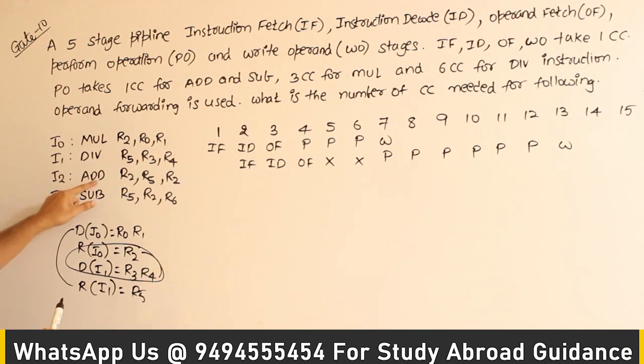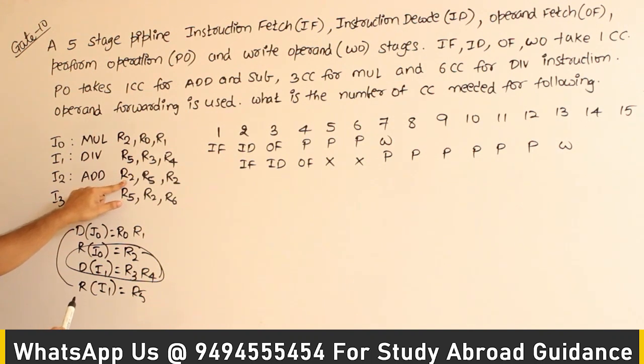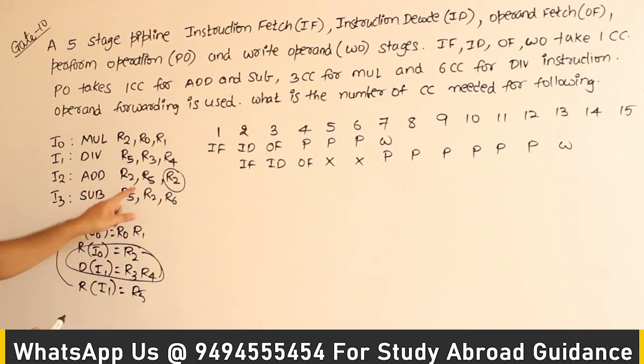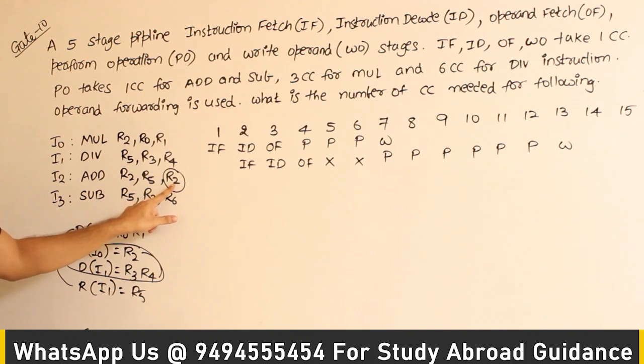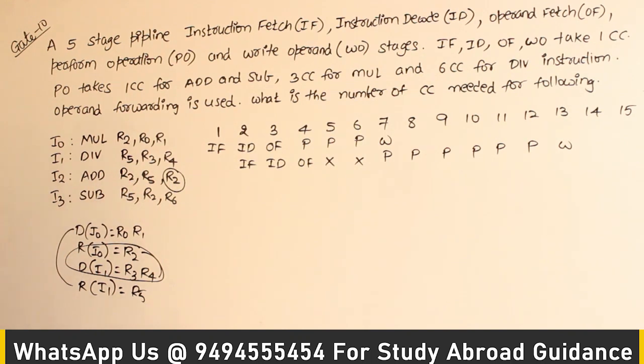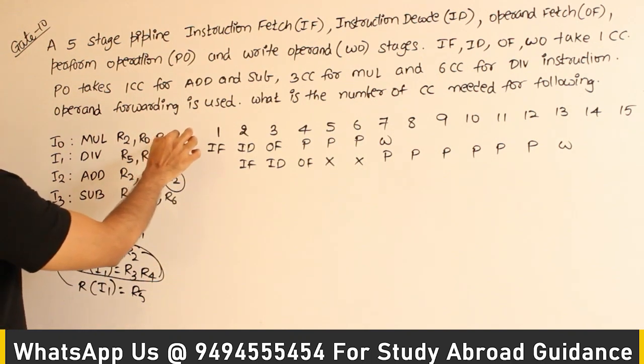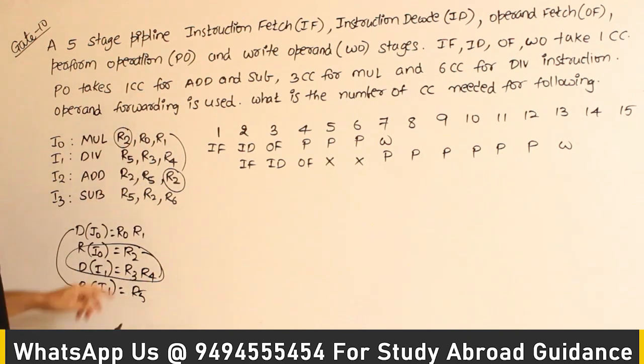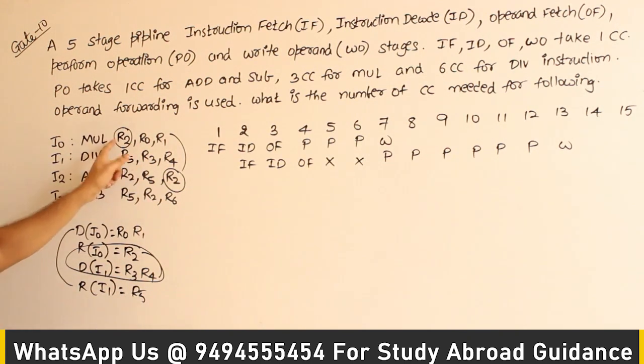So the next instruction needs R2, right? It needs to read R2, perform R5 plus R2, and it has to be stored back into R2. Therefore, if you observe between these two, there is definitely a dependency, right? So here it is trying to write R2 and it is trying to read R2. So therefore there is a read after write dependency. So I2 should not fetch the operands until the execution stage of I0.